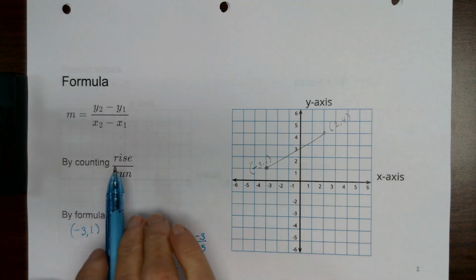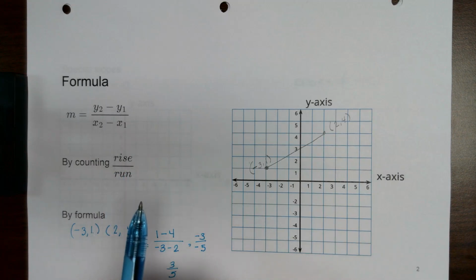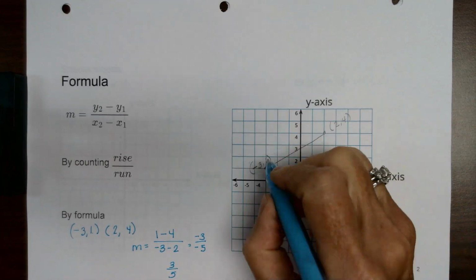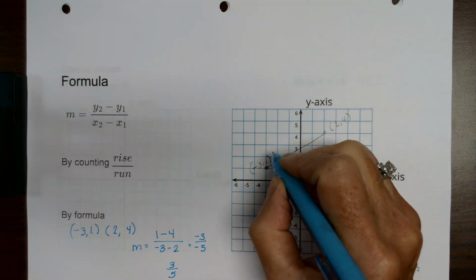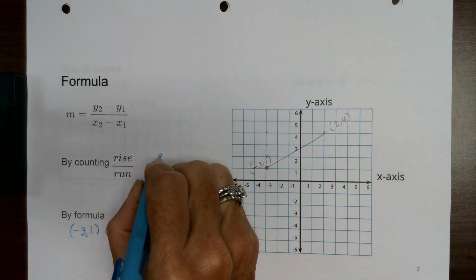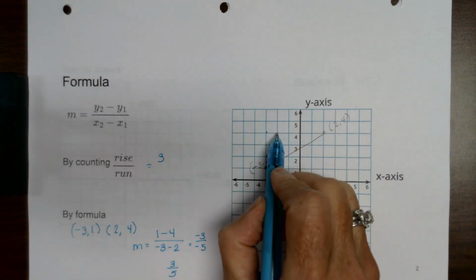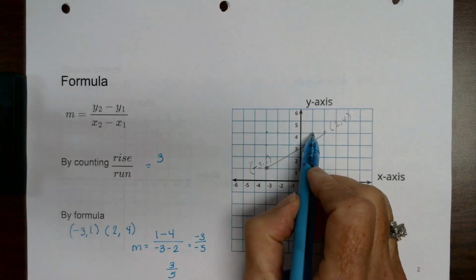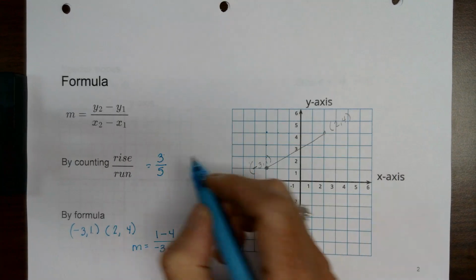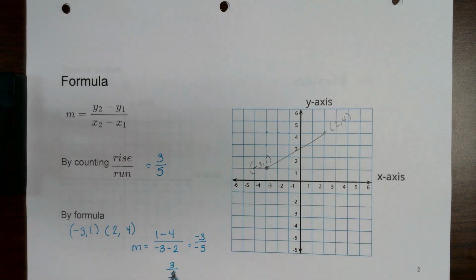If you wanted to count, that would require you to graph it every time. But you literally can start at the 1 point and count up 1, 2, 3. So that's my rise. And then I would do my run. 1, 2, 3, 4, 5. So rise over run is 3 over 5. But that's the exact same thing you get down here when you plug it into the slope formula.